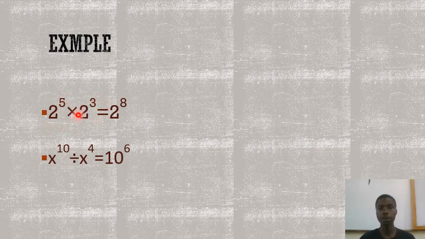Now, 2 raised to power 5 multiplied by 2 raised to power 3, we see it's 2 raised to power 8. Even with division, x power 10 divided by x power 4 gives us x power 6. We shall find how we get these numbers. We shall know how. There is an even simpler way to find these.